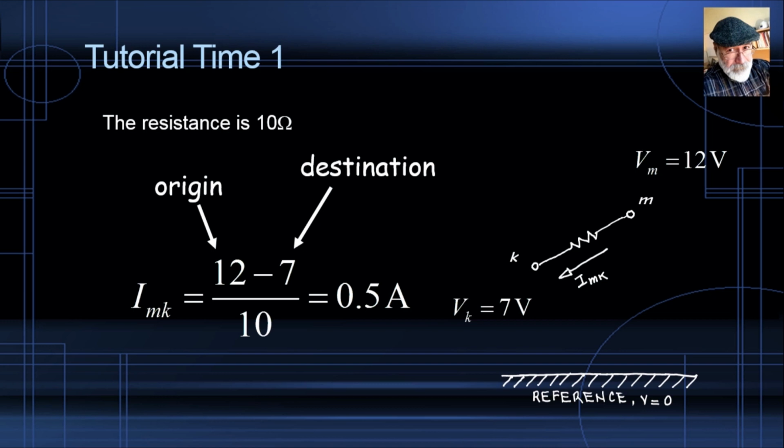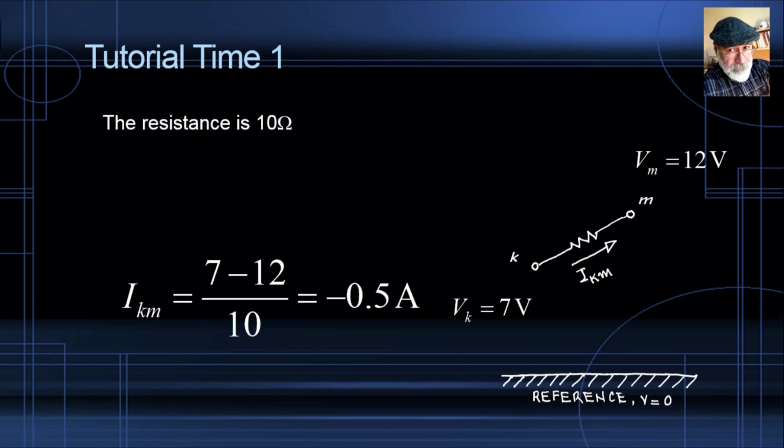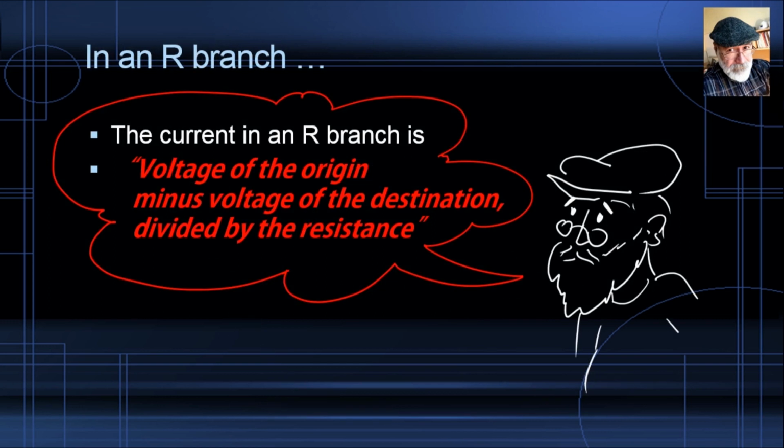But what if I had drawn the current flowing the other way, like so, this way? Well, in this case, K is the origin and M is the destination, and the current from K to M is the voltage of the origin, 7 volts, minus the voltage of the destination, divided by the resistance. That is negative 0.5 amps, which is the same current I computed before. So you see, we cannot go wrong. Either way we draw the arrow, we get the right current. Let's summarize this with a syllabus we'll memorize as a mnemonic.